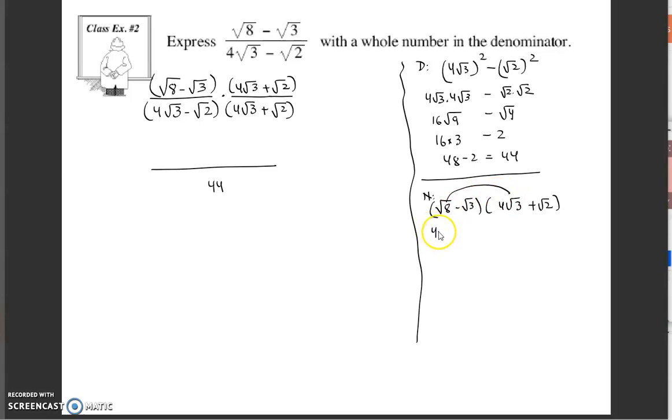So this becomes 4 root 24. This becomes plus root 16. This becomes minus 4 root 9. And this becomes minus root 6. Okay. From the first one, which is 4 root 24, we can simplify that as 4 root 6, which will become 4 times 2 root 6. So it becomes 8 root 6.